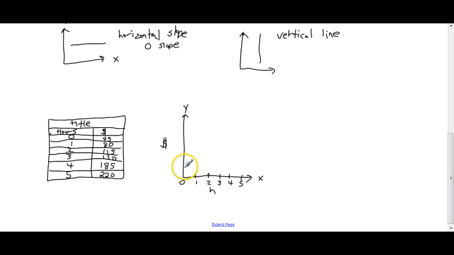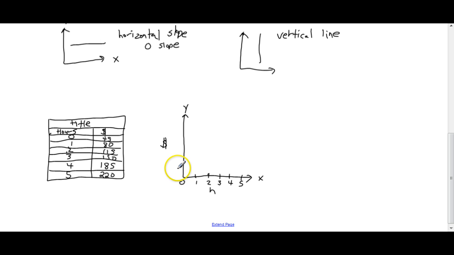Now, scale is very important. When you're drawing a graph, you want to make sure that you get an appropriate scale. We know that the highest value of earnings is $220, so we would not want to put 220 way down here. That means our line would be way too small and our graph would be really compressed. We want to make sure that we utilize as much of the axes as possible. That way we get a better looking graph.